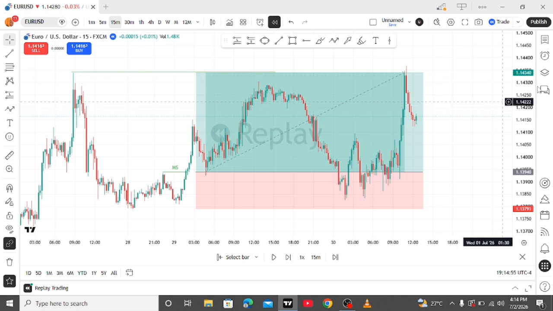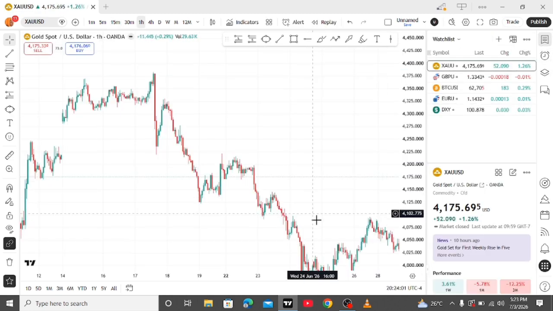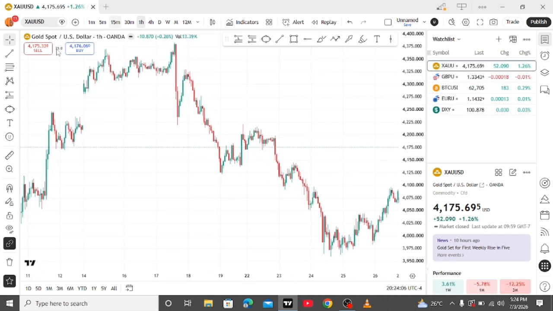So let's go over to take more examples. Let's go to gold. So this is gold. XAU USD is gold, you can see this right here. XAU USD, that's gold. And we are in the 1 hour time frame.